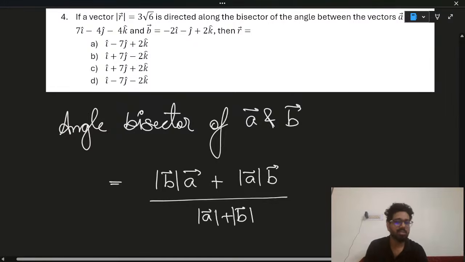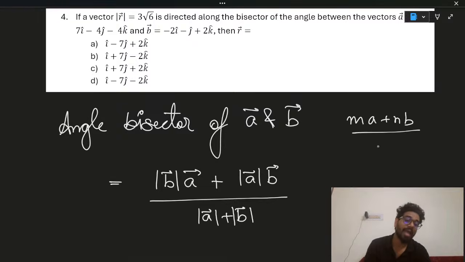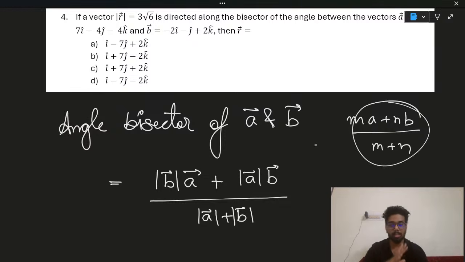Why am I saying this looks like a section formula? It's like (m a plus n b) upon (m plus n). See, exactly the same section formula thing. So this is a direct formula that you have to keep in mind.